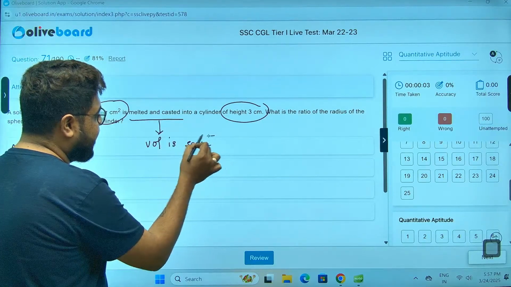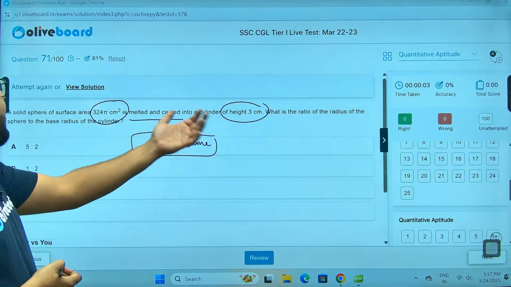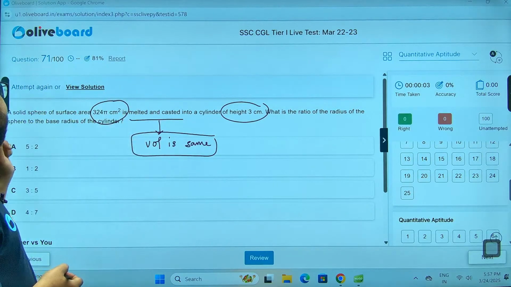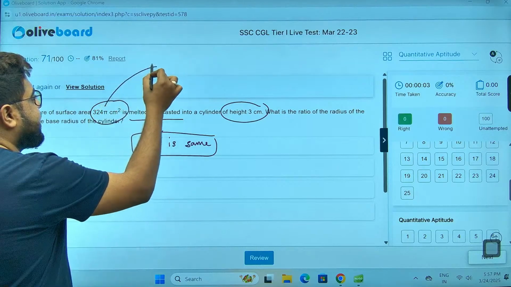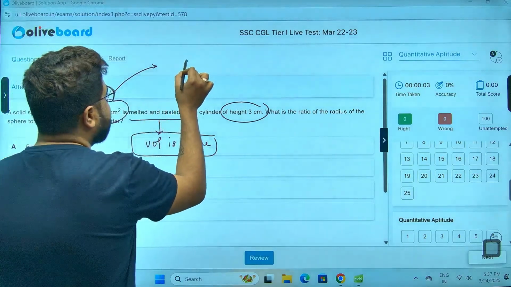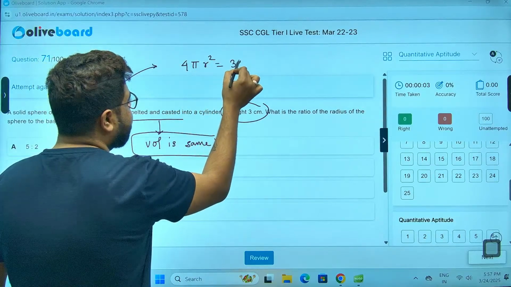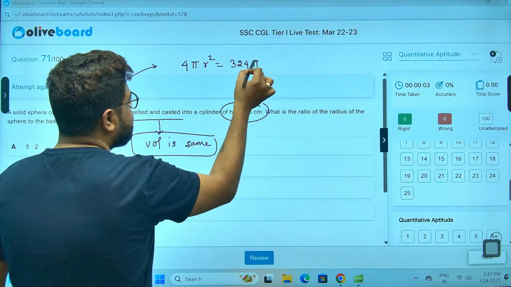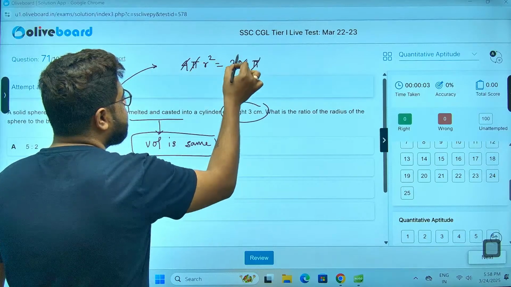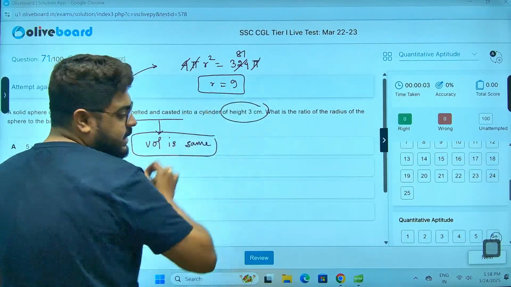Understand? Read it like this, sir, both volumes are the same. So let's see the radius of the sphere to the radius of the cylinder. I can figure out the sphere's radius from here. 324 is the surface area. Surface area means 4 pi r square, equal to 324 pi. Remove pi, this is 81. R is 9. R value is 9.